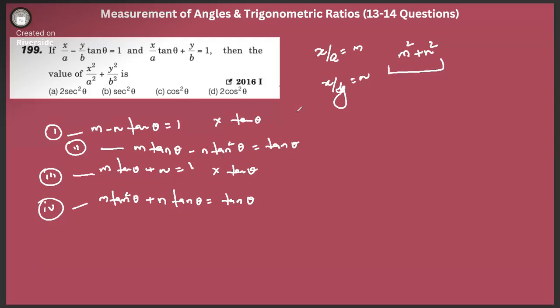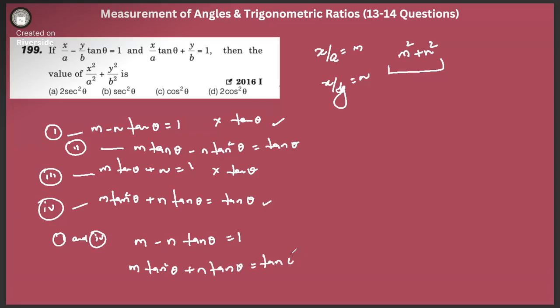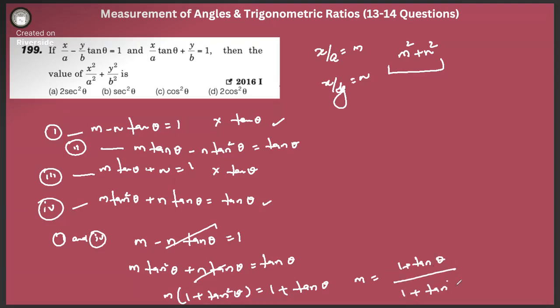Let us say we pick up equations, which two will we pick? We'll pick 1 and 4. So m minus n tan theta is equal to 1, and m tan square theta plus n tan theta is equal to tan theta, right? I think the correction that I did later on was the mistake. I wasn't supposed to do that. So n into 1 plus tan square theta is equal to 1 plus tan theta. Is it right? Yes, sir. So n is equal to 1 plus tan theta divided by 1 plus tan square theta. This is what we got last time as well, isn't it?